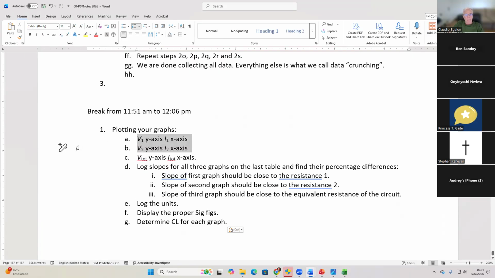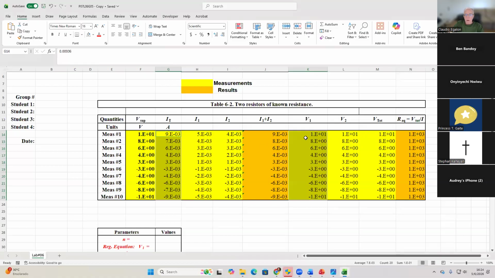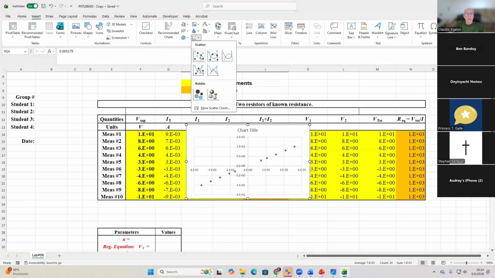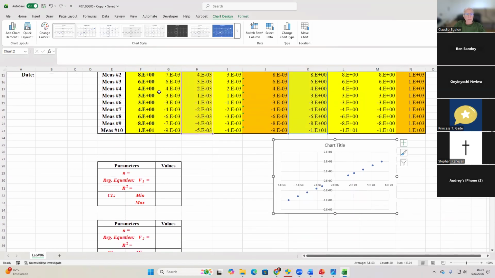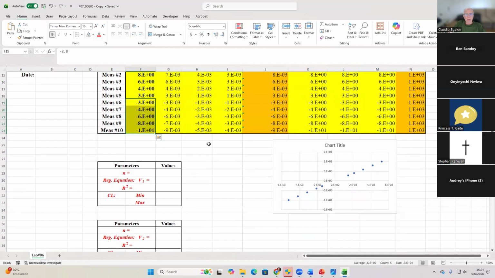So do that. V1 along the y-axis, I1 along the x-axis. Insert, chart, okay? Note that I have negative values for the voltage, right? That's because I swapped the polarity.